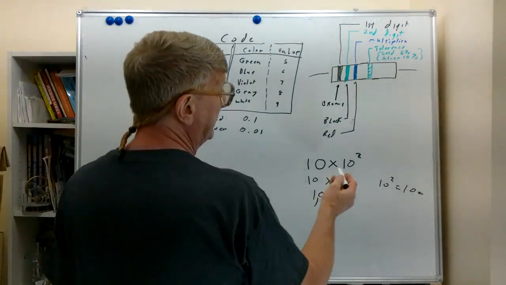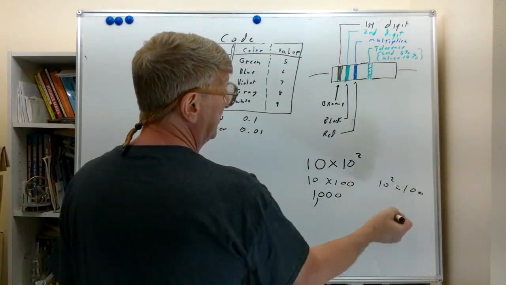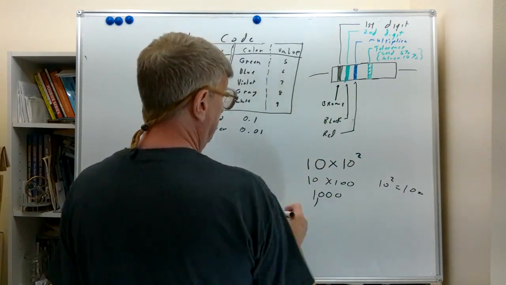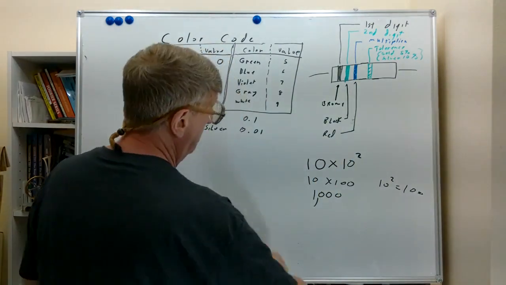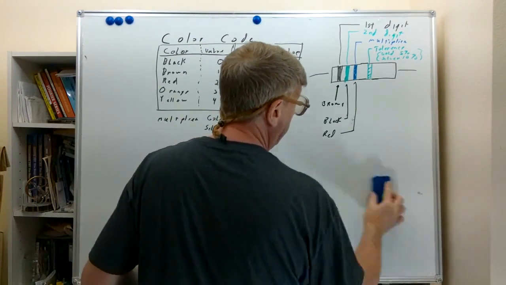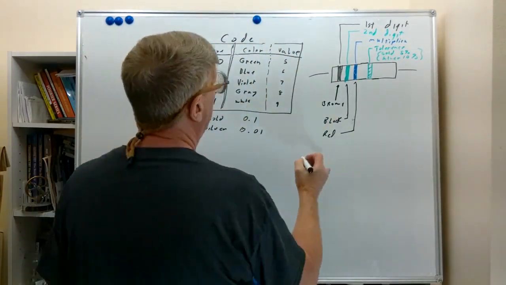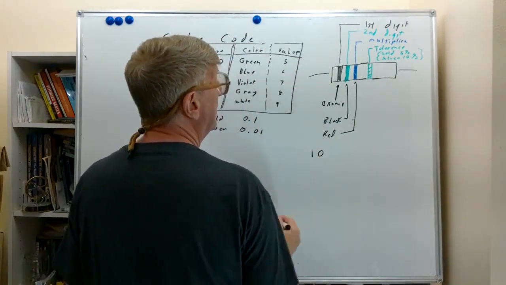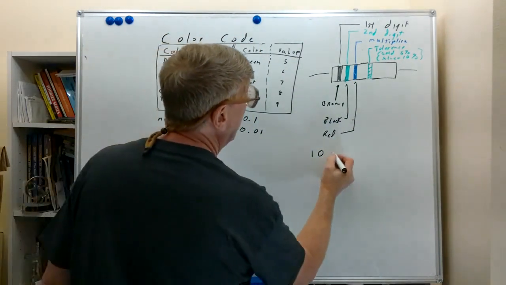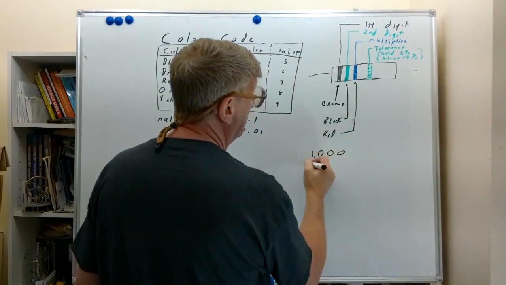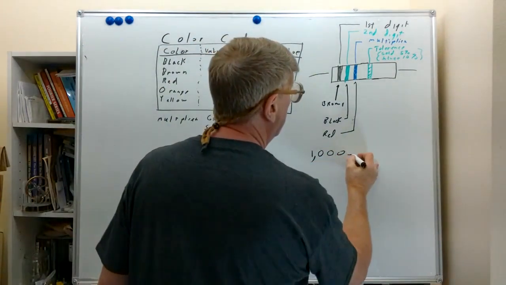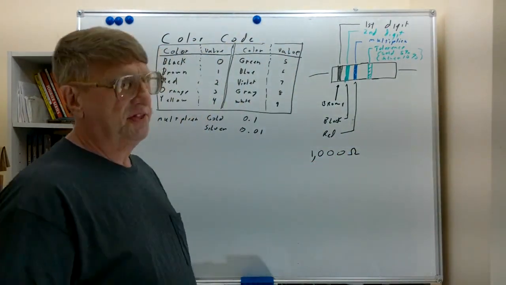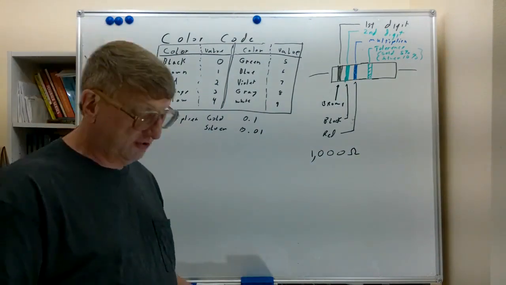And another way to look at this, rather than going through all this 10 to the second stuff, is just say, again, the brown is a 1, the black is a 0, and the red is a 2, so we just add 2 zeros. So we get to our 1,000 ohms that way too, without thinking about the powers of 10 situation.